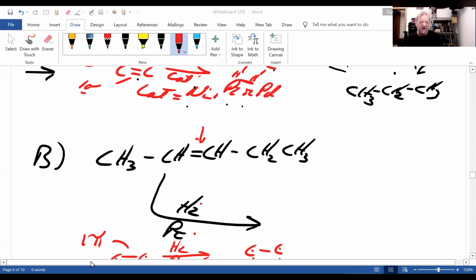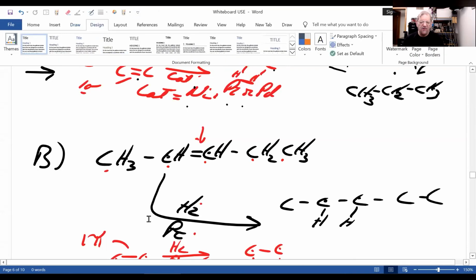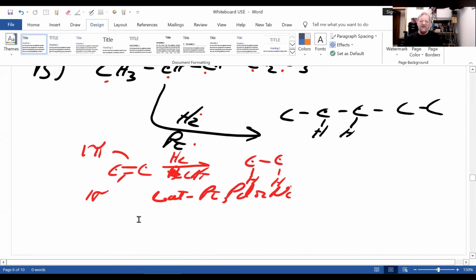Therefore, how many carbons do I have here? 1, 2, 3, 4, 5. I better end up with 5. Which carbons are those of the double bond? These two. And what my general reaction shows me is that each one gets a hydrogen, which I did. And now I know there are 4 bonds to carbon.